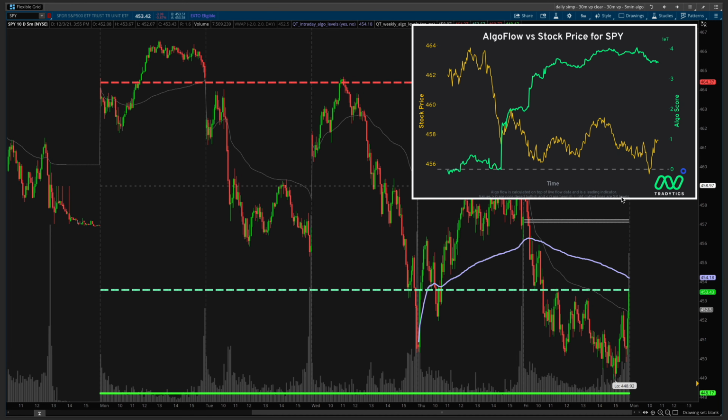The way this reads right here, I showed this in the previous video, is this is where the SPY was pretty much at, and this is where the algo was saying the options flow was for the market. So it was anticipating there being a divergence between the two.